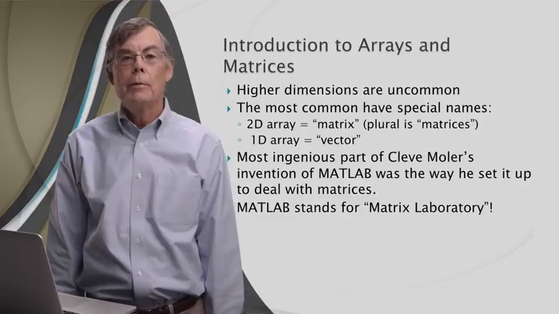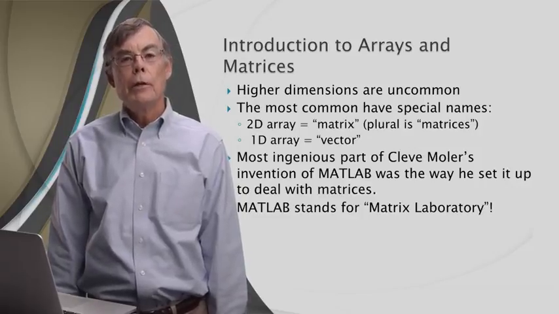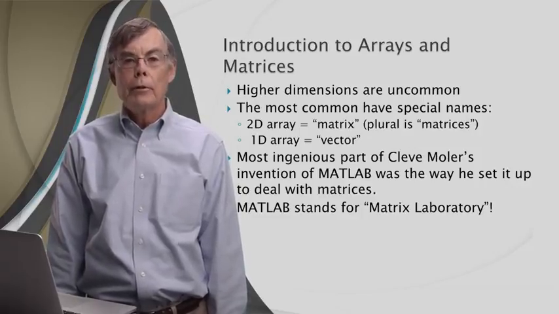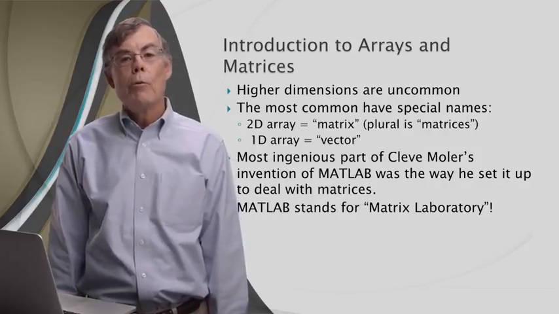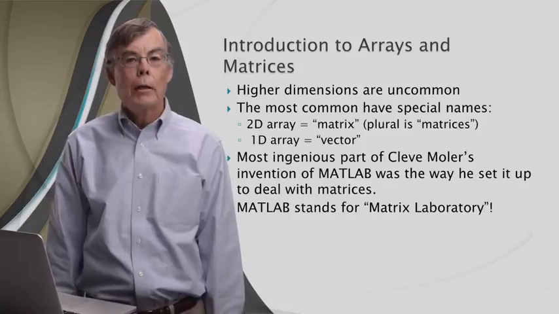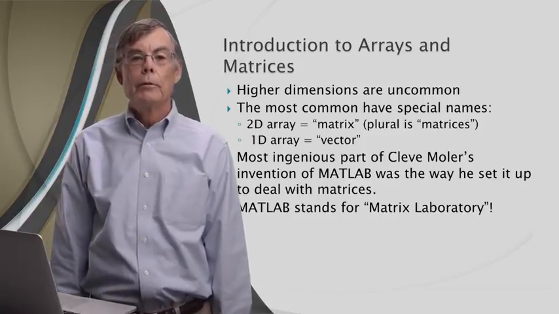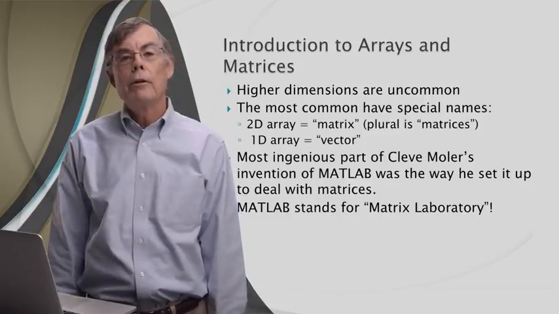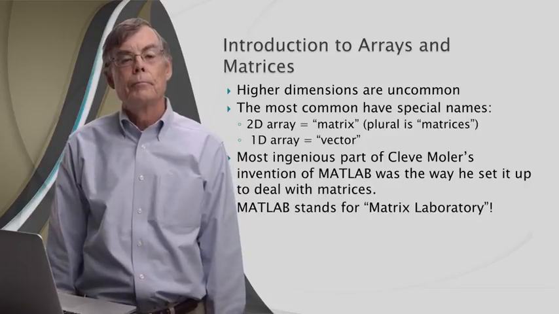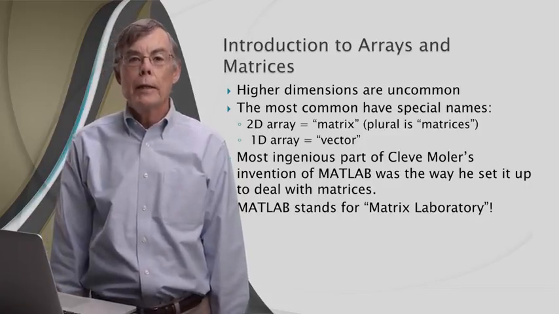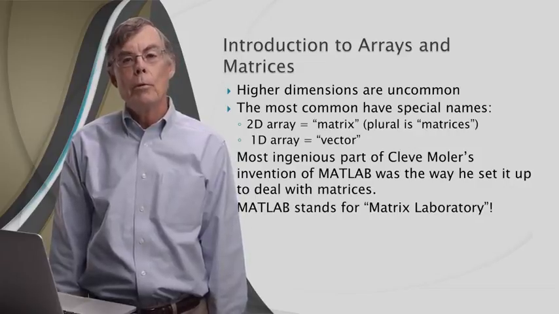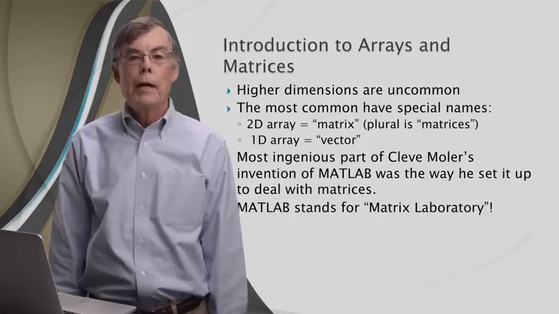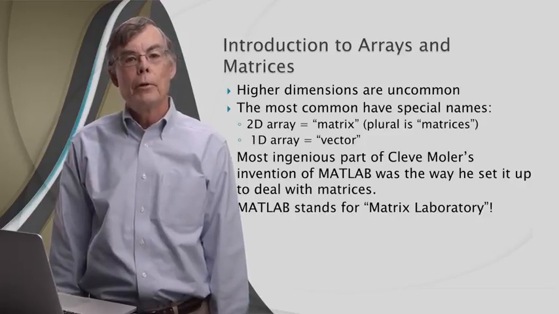In fact, they're so common they have a special name. A two-dimensional array is also called a matrix, and that's what we call it. And if there's only one row in the matrix or only one column, in other words, it's only one-dimensional, the matrix is also called a vector. The most ingenious part of MATLAB is the way Moler set it up to deal with matrices, and because of the special role that matrices play in MATLAB, he gave his language a name that stands for Matrix Laboratory.